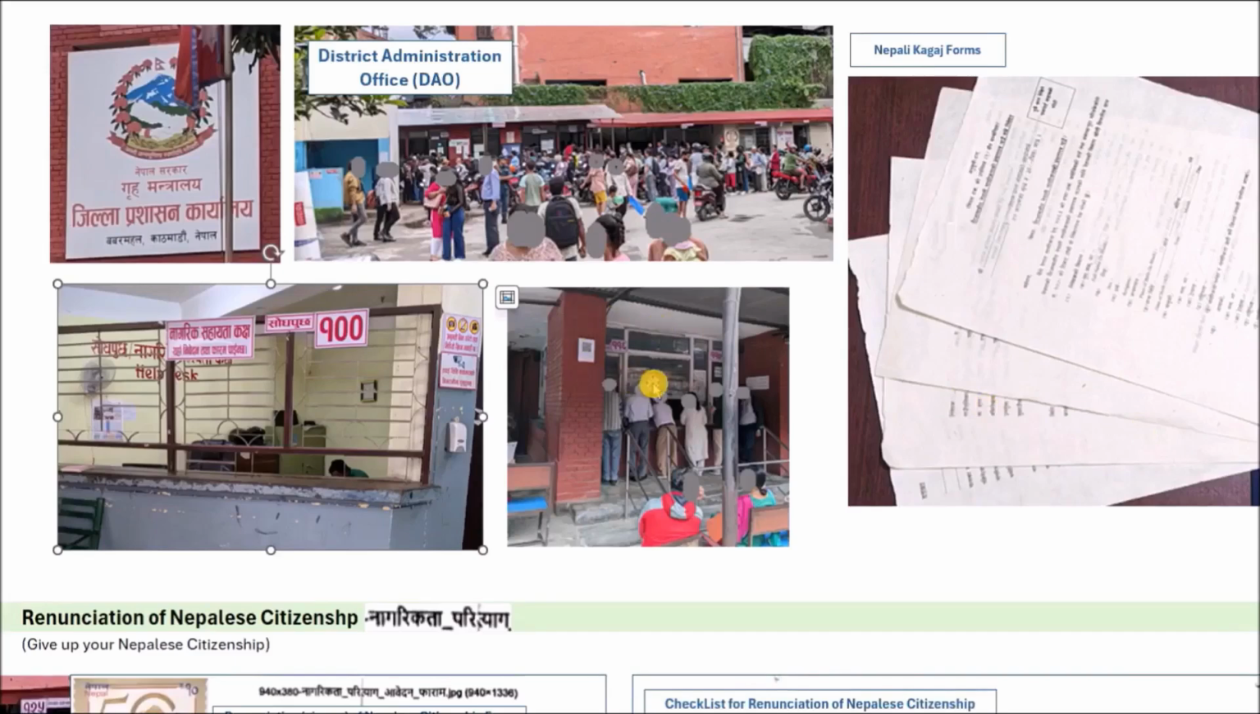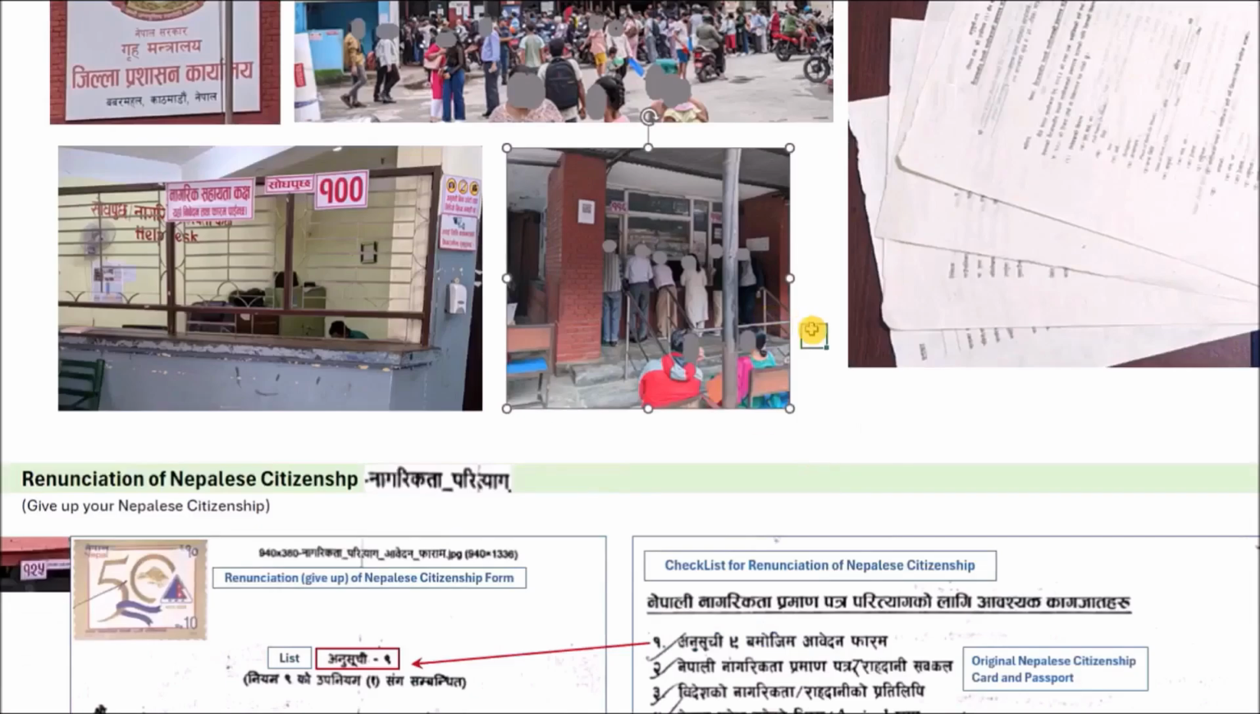During the process, you may need to go to various offices within the Jilla Prasasan Karyalay, offices like this, and the line system is not that good, so you'll have to push your way in. It can be a bit of a challenge to get in line and get your turn. So that's the way it is there.